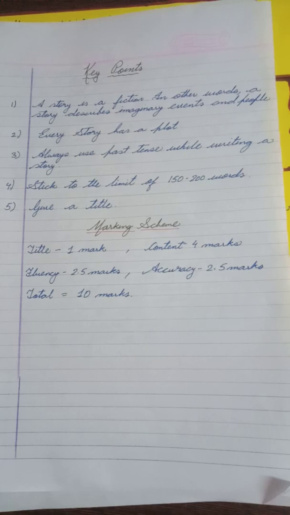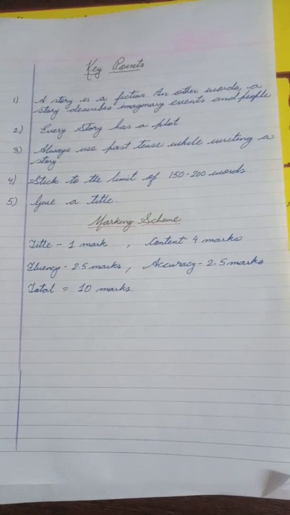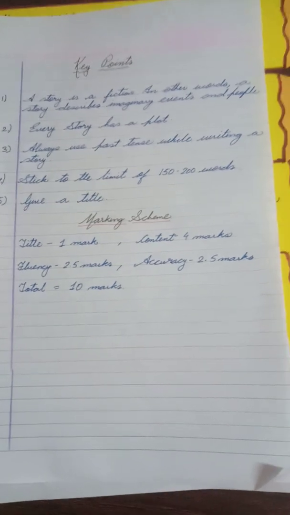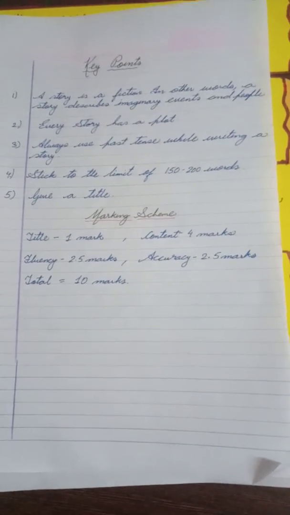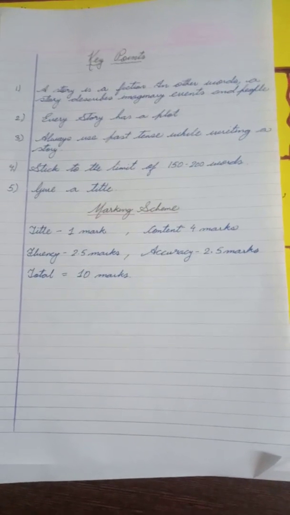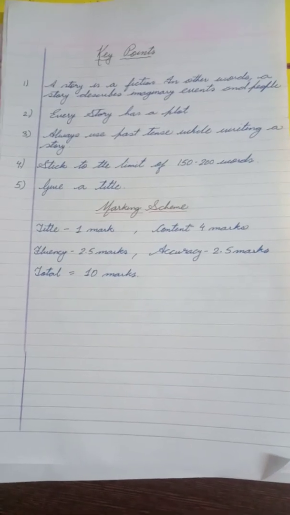Always use past tense while writing a story. Stick to the limit of 150 to 200 words. Give a title. And the marking scheme is title 1 mark, content 4 marks, fluency 2.5 marks, accuracy 2.5 marks, and in this way the total is 10 marks.